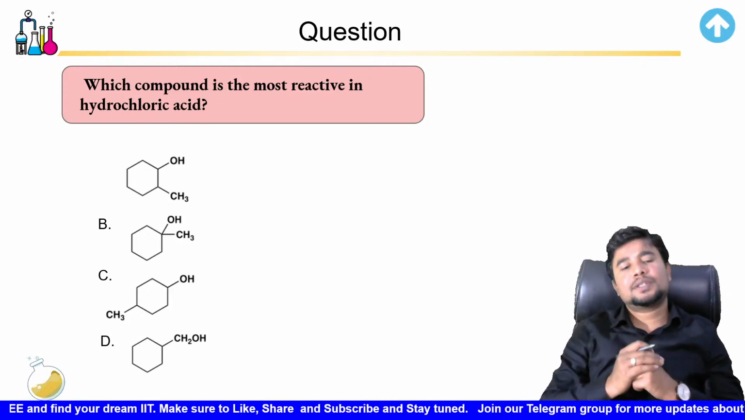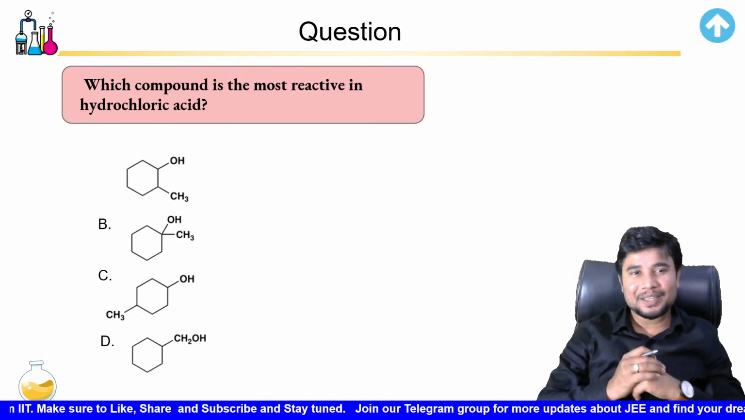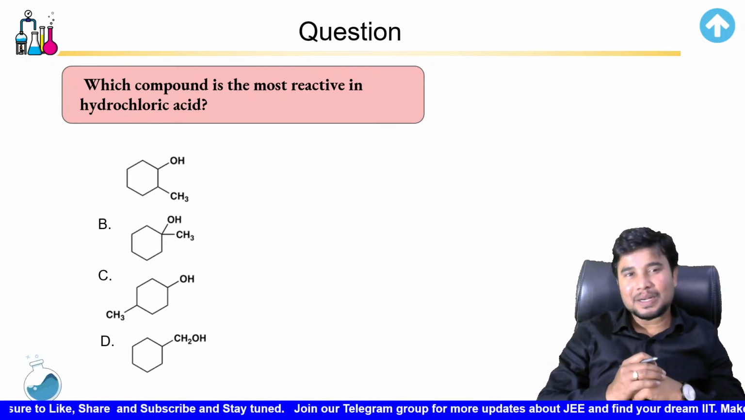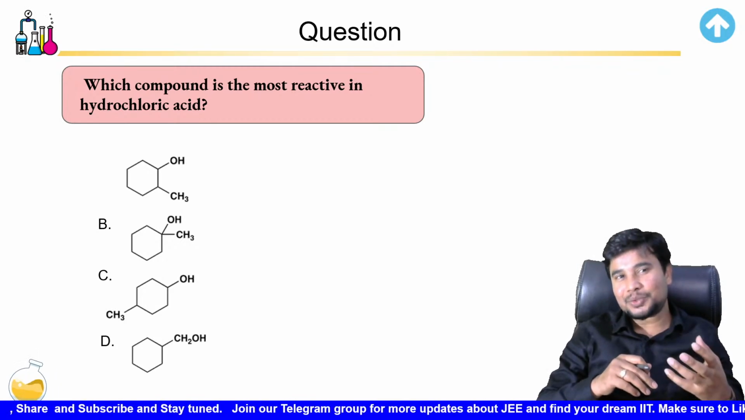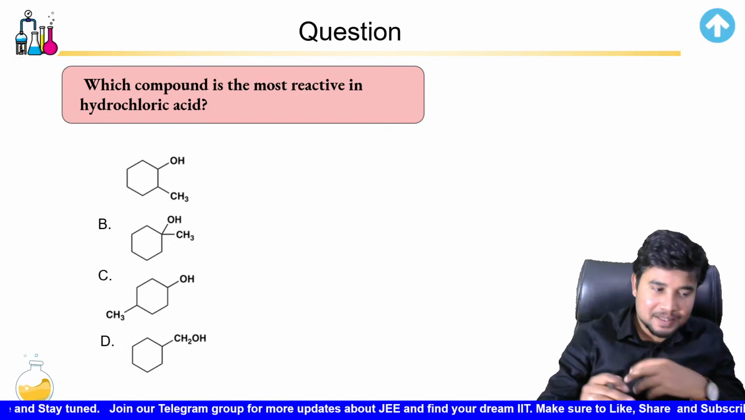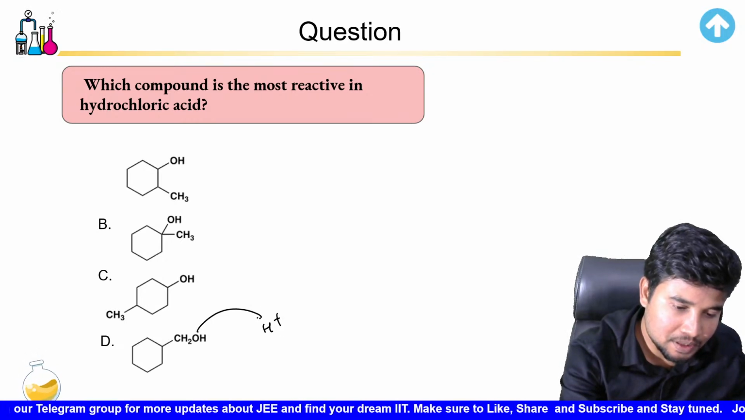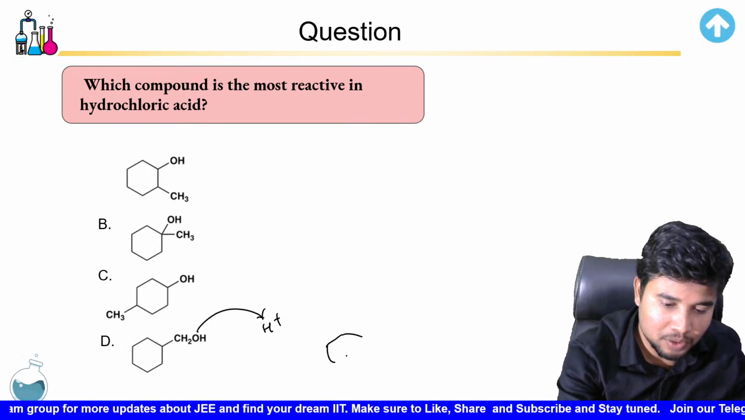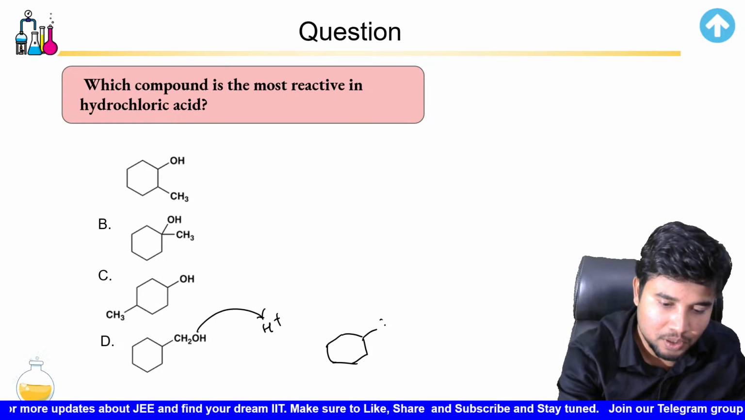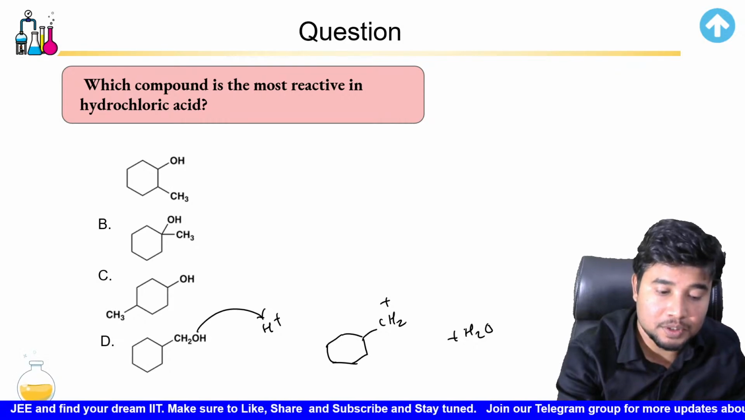The next question says, which compound is most reactive in hydrochloric acid? Now here, in order to understand which one is most reactive towards hydrochloric acid, you need to react them. Let's just see what happens when they react. So when it reacts with H plus, it gives you a carbocation after removal of H2O, because they would form H2O and then H2O gets released and leaves a positive charge.